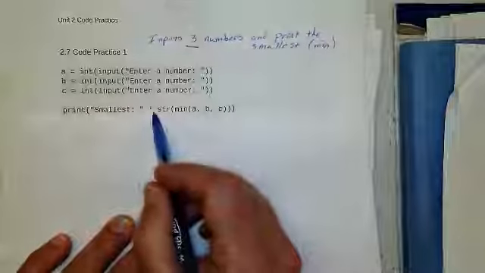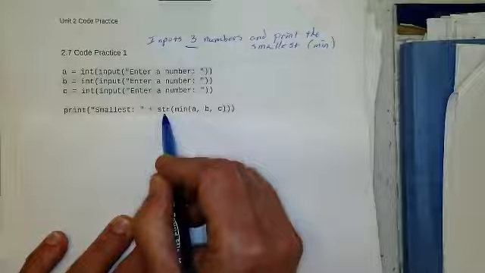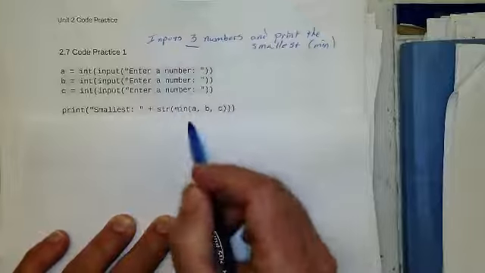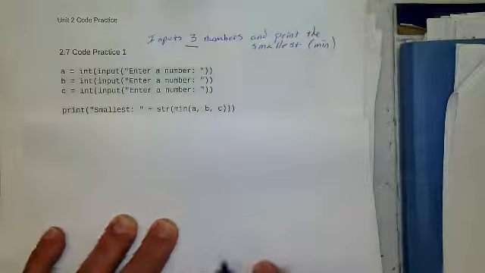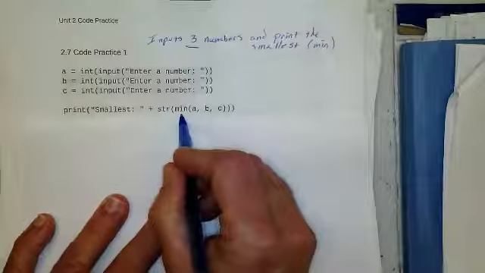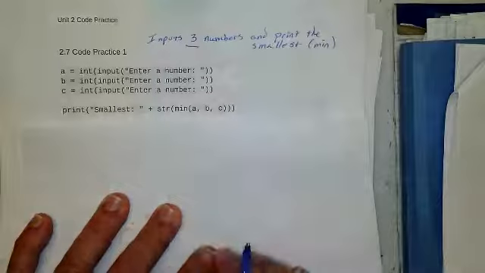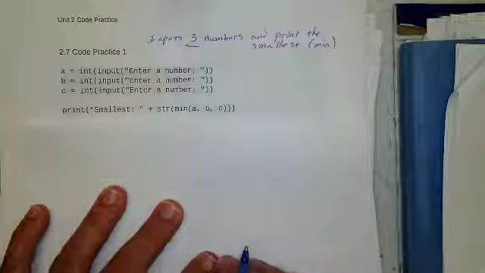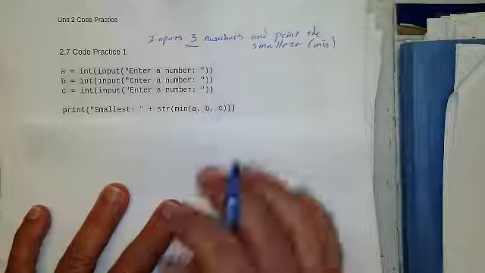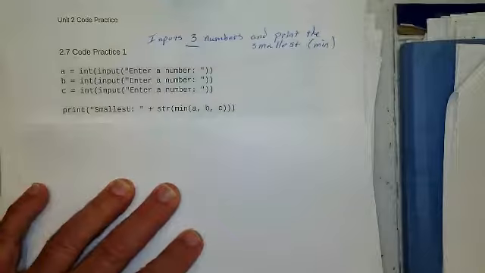Space, close quote, plus, to say we're having 2 things together. Here we go, string. Why do I have string? Because we're outputting numbers. We're wanting values to print here. Min, which means minimum, A, comma, B, comma, C. I put the spaces in here just to show you that there are spaces. They don't need to be. You can go A, comma, B, comma, C, all tightened together. I just like the space. It looks a little cleaner.